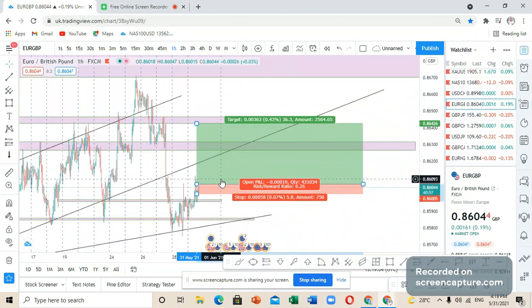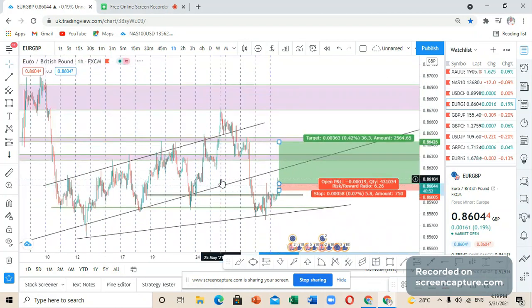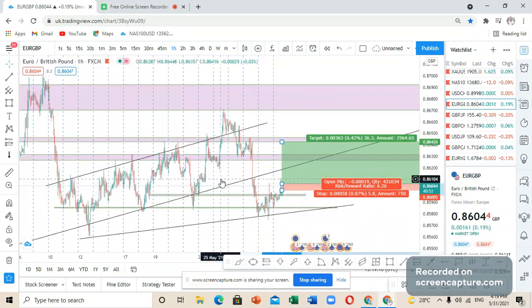I know some of you have been asking me about the lot size to use. I think the lot size depends on the account that you have. That one I'll leave it to you to decide. If you have a bigger account, then you can use a bigger lot size.